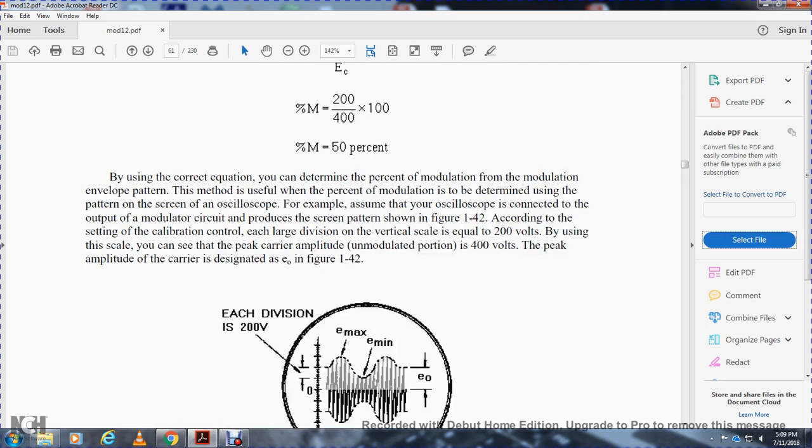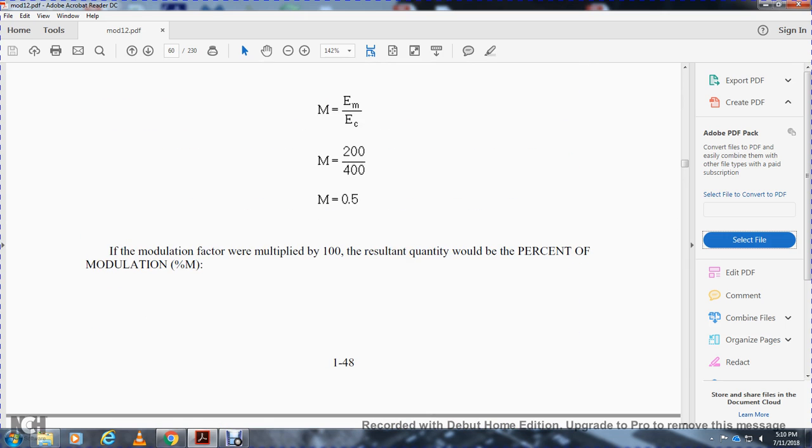So your modulation factor is calculated as a percentage.